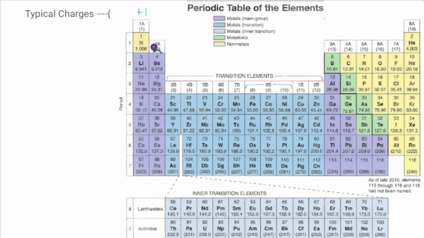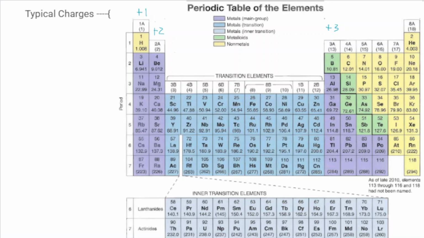Then we can look at beryllium here, and it can either lose 2 electrons or gain 6 electrons. And it's going to be easier for it to lose 2 electrons and have a positive 2 charge. Similarly for boron, it's going to be easier for it to lose 3 electrons, giving a positive 3 charge. It is possible for it to gain 5 electrons, but it's a little bit more favorable energy-wise for it to lose those 3 electrons and have a positive 3 charge.